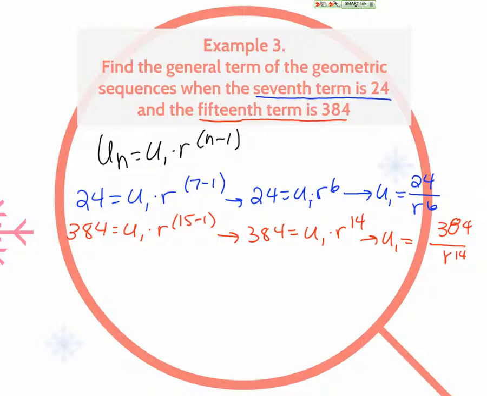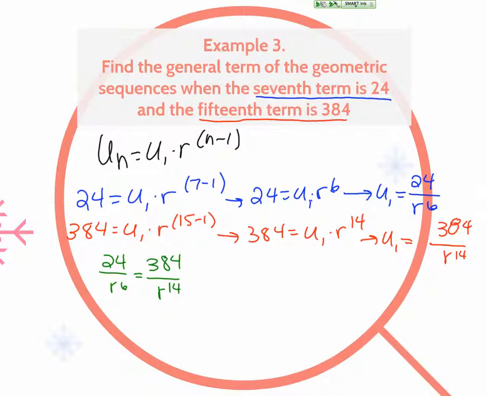Now that they're both equal to u sub 1, any thoughts on how we could kind of keep going here? Yes, well, I'm going to do something other than cross multiply. That's a really good thought, but I'm going to take a different way. But absolutely, now that they both equal u sub 1, I can set them equal to each other. So I have 24 over r to the 6th power equals 384 over r to the 14th power. And actually, you could definitely get where I'm going by cross multiplying. You might just take an extra step, but you could.